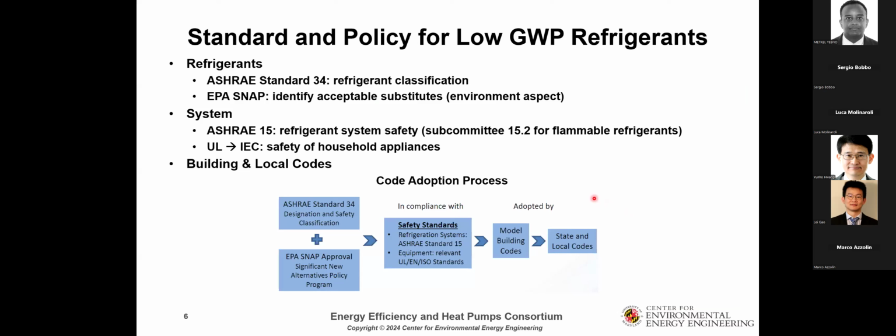This slide shows the code adoption process of a new refrigerant in the US, started with refrigerant safety classification in ASHRAE Standard 34 and the EPA SNAP program approval. The next step is to ensure refrigerant usage complies with safety standards, notably ASHRAE Standard 15 and UL 60335. Following that, it is to be adopted by the relevant building code, state, and local code.